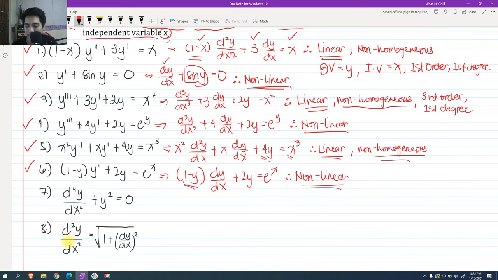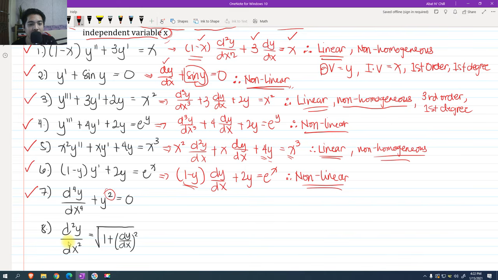So, let's try number 7. For number 7, it's obvious the fourth derivative of y with respect to x. There is nothing wrong with this term. It has a coefficient of 1, constant in terms of x as 1. But the problem is this.